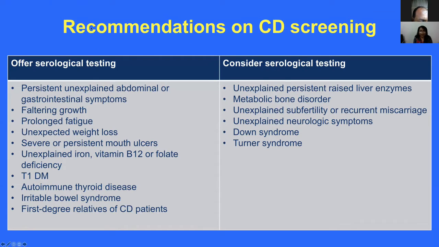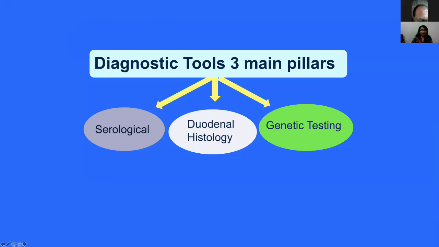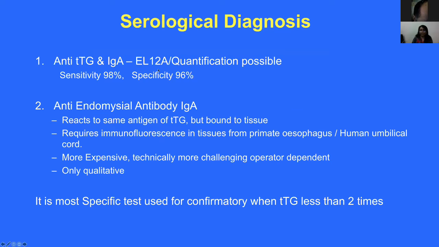Look at the varied presentations to different departments and different specialties in which a patient with celiac disease can land up. So for the diagnosis of celiac disease, we have three main pillars. One is serology, second is duodenal histology, third is genetic testing. For duodenal histology, we do upper GI endoscopy and take a duodenal biopsy. I will explain that.